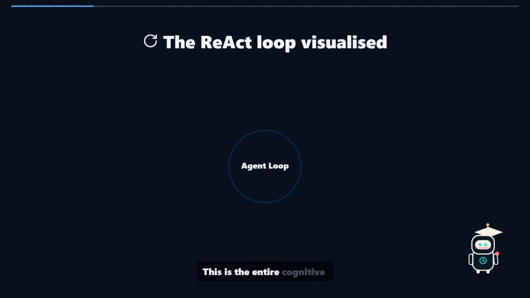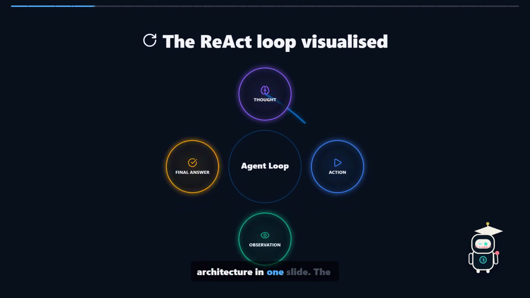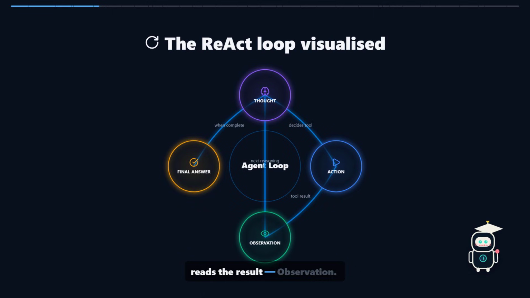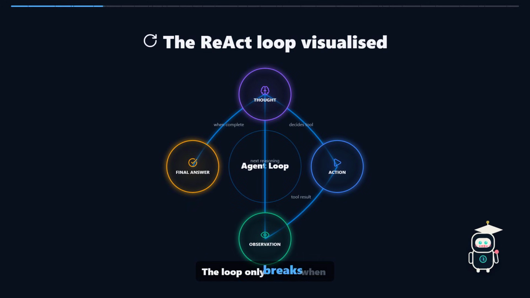This is the entire cognitive architecture in one slide. The agent reasons, thought, decides to call a tool, action, and then reads the result, observation. That observation feeds the next thought, and the cycle continues. The loop only breaks when the model emits a final answer instead of another action.